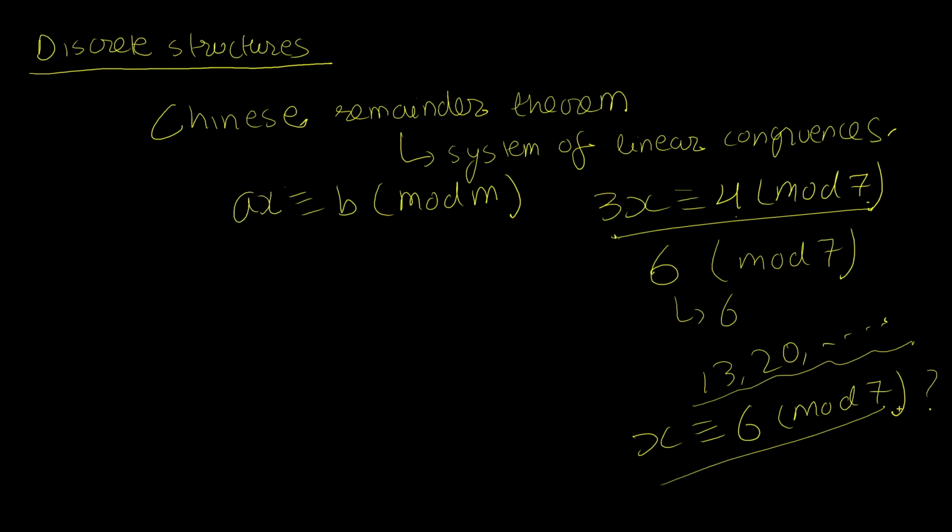Let's say I need a number which leaves a remainder of 6 when divided by 7. But at the same time, I need that number to leave a remainder of 4 when divided by 11. Can you think of one number that will satisfy both of these equations? That is the entire point of the video. These are called systems of linear congruences, and we will use the Chinese remainder theorem to find the solution to these types of equations.